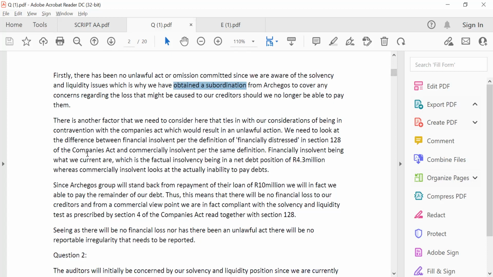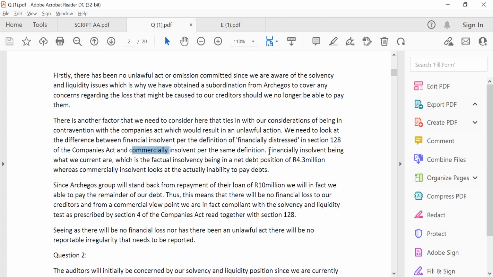Okay. There is another factor that we need to consider here, which ties in with considerations of being in contravention with the Companies Act, which will result in an unlawful act. We need to look at the difference between financial insolvency's definition per Section 128 and also commercially insolvent. So the candidate is saying there's a possible non-compliance to Section 128, but let's look at the definition before we conclude on an unlawful act.